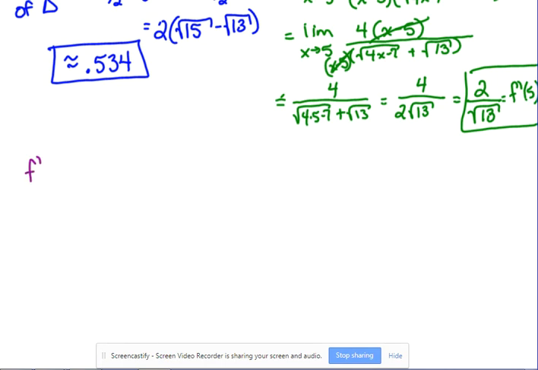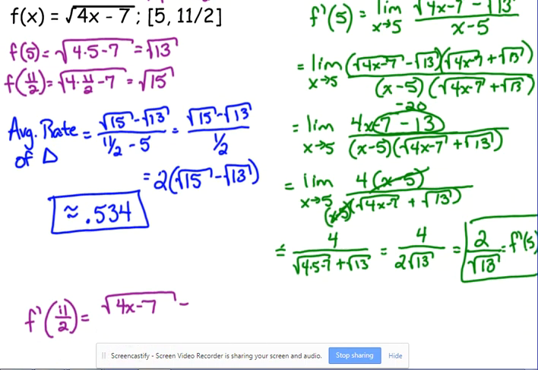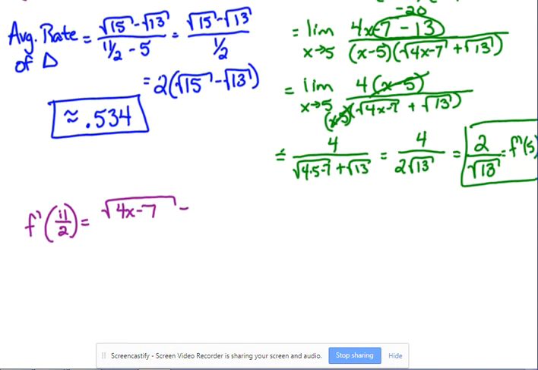So just to give us practice here with our limit definition at a point, f prime of 11 over 2 is f of x, the square root of 4x minus 7, minus f of a, well, what was that? That one was the square root of 15, over x minus a, which is 11 halves. So multiply by the conjugate for square root of 4x minus 7 plus the square root of 15.